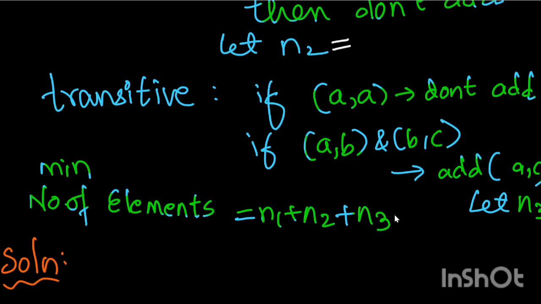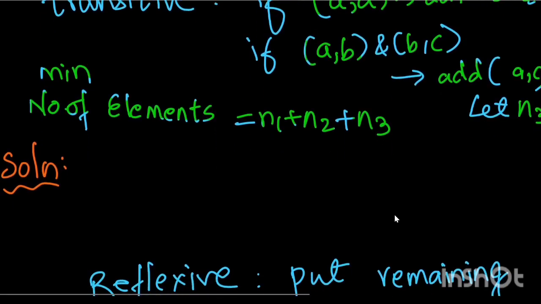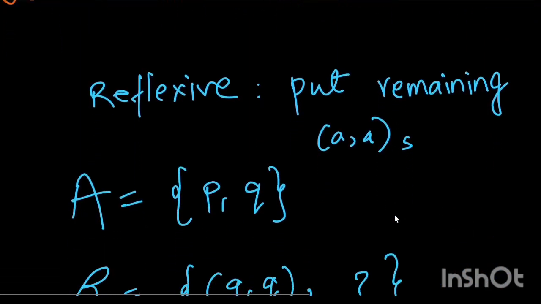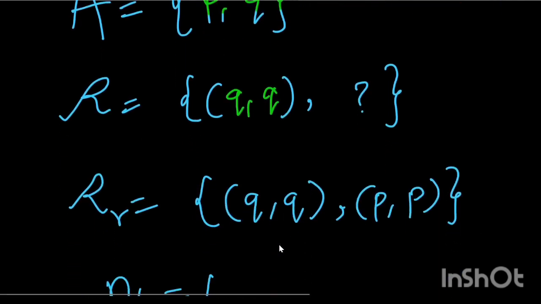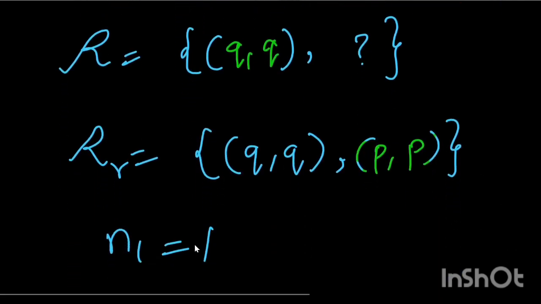Okay, so proceeding with the same concept, same approach, the solution goes like this. For reflexive, as I said, we have to put in the remaining AAs. So for PQ, only Q comma Q was there, so we need to put one more: P comma P we need to add. One element we are adding, so N1 is 1.